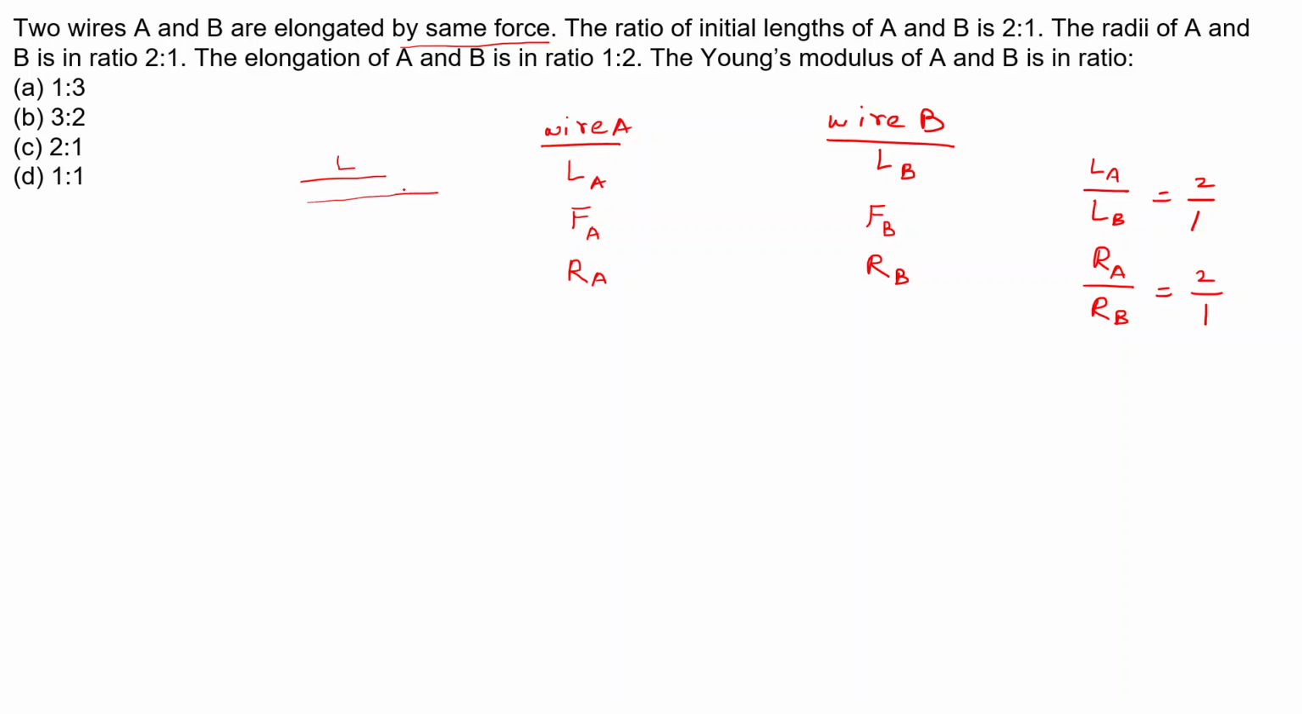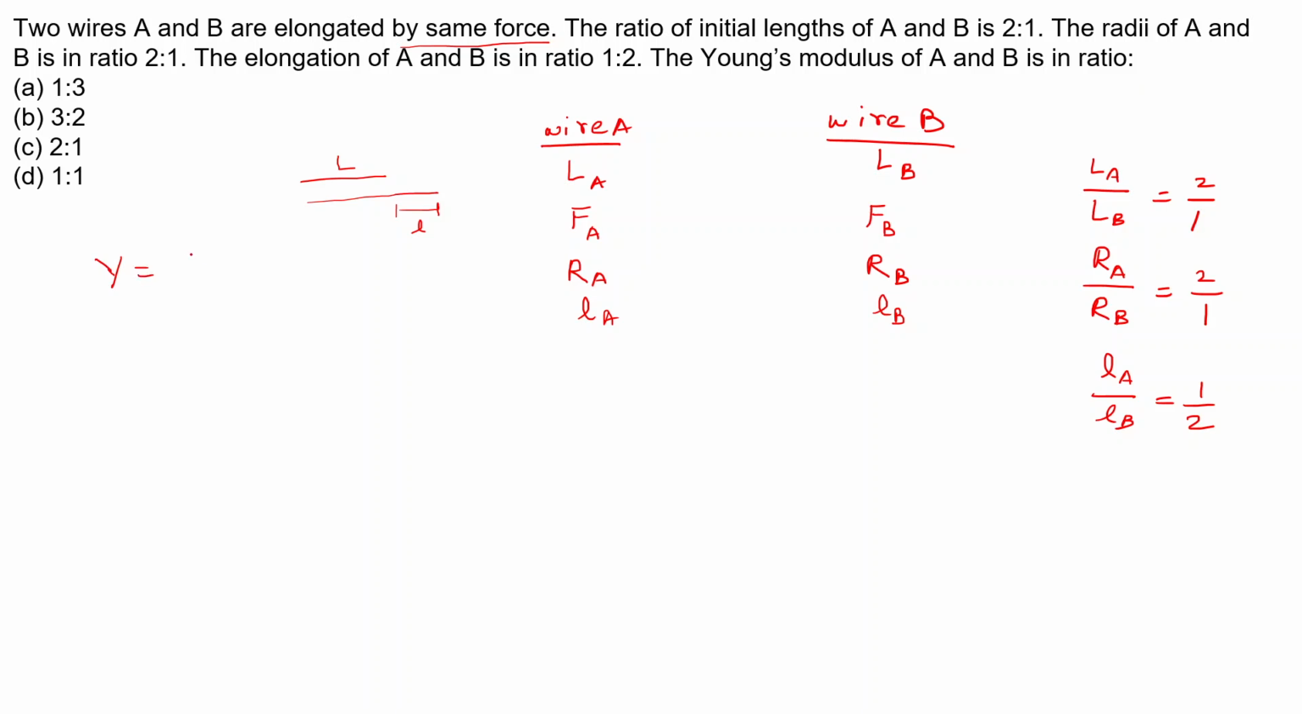When the wire is being pulled by applying some force, some small l change happens in the wires. So the change in wire A, let's call it small lA, and in wire B, the change, let's call it small lB. The elongation is the change when the force is applied. So the ratio lA to lB is 1:2. The Young's modulus of A and B is in what ratio?